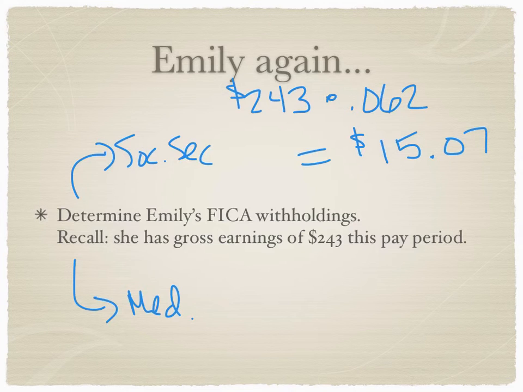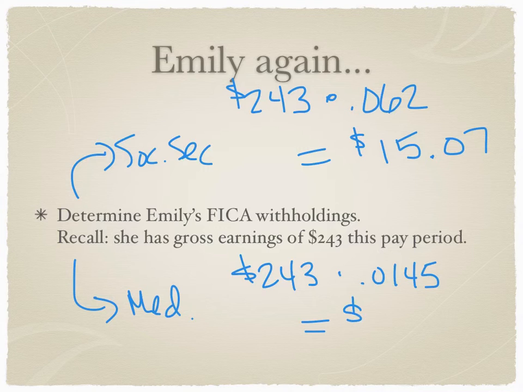And for Medicare, we'll take the $243 and multiply it by 0.0145. And this time around, we get 3.5235, says the calculator. We round to the nearest penny, that'll be $3.52.